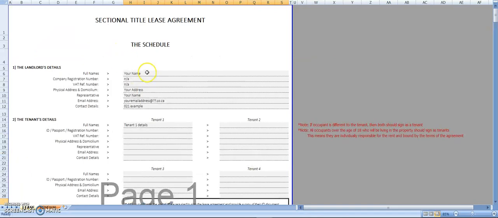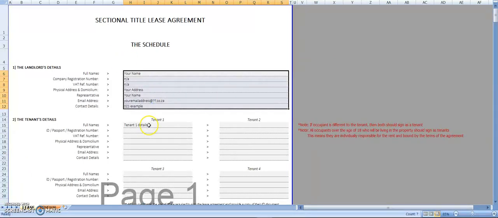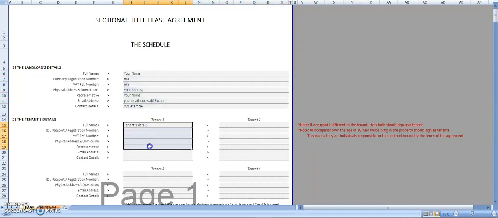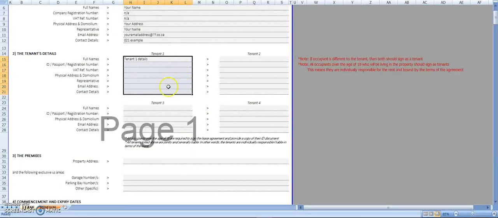Alright, so up here you populate your own details as the landlord. Under tenant details, it gives room for the information of 4 different tenants, which is important. Everyone who is over the age of 18 living on your property needs to sign this lease agreement. I highly recommend it. So I've allowed for 4 spaces.